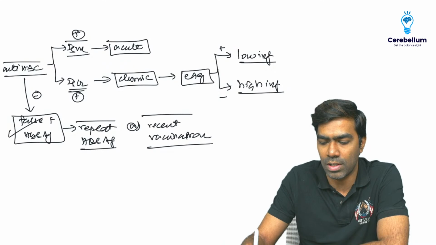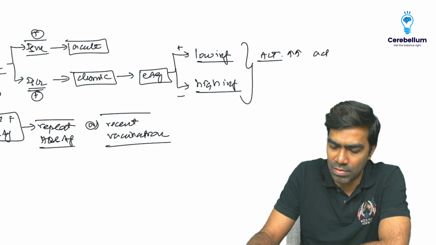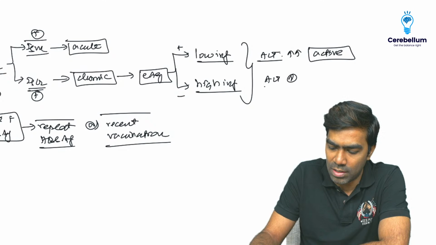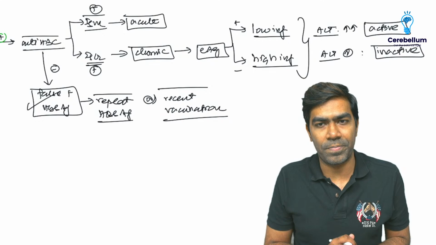And apart from that, activity will be diagnosed with the help of ALT values. So see ALT in any chronic HBV infection. If it's elevated, it's active. Or in biopsy, if you see hepatitis, it's active. If ALT is normal, it is inactive. That's all. The activity will be determined either by liver enzymes or by biopsy reports. You cannot say activity based on your E antigen status. So that's how you categorize.